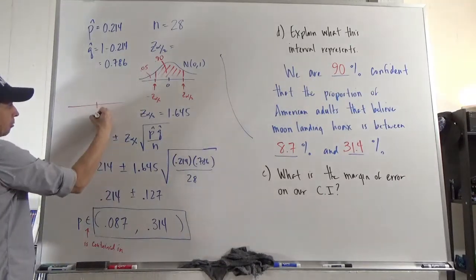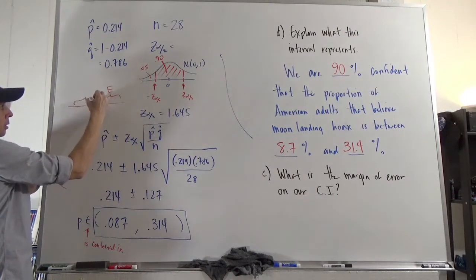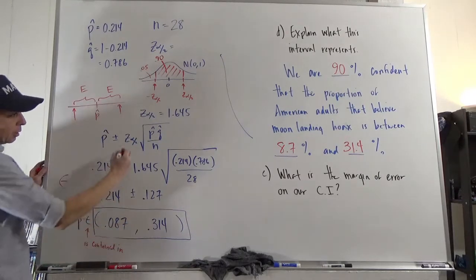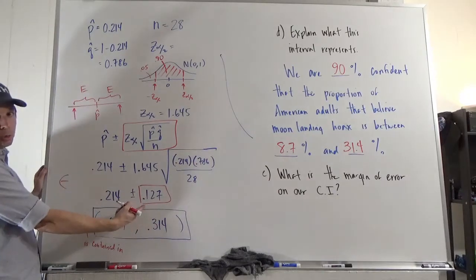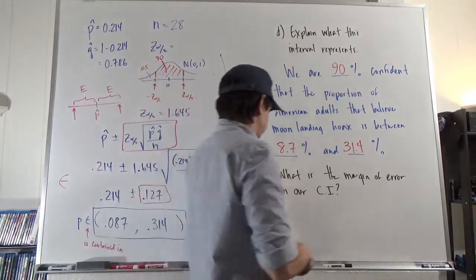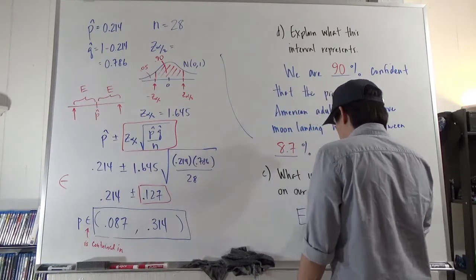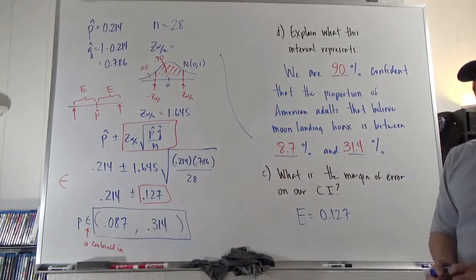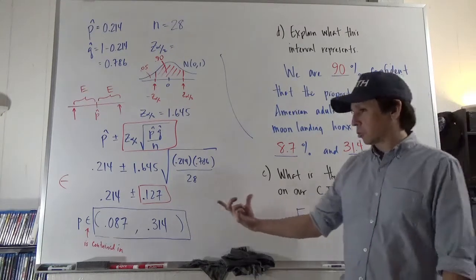You don't have to write this down, but I'll remind you of the picture I drew earlier: p hat, and then you add and subtract the margin of error, and you get your boundaries here and here. So this whole thing is our margin of error, and it came out to 0.127. So it's already on the board, we just have to know where to grab it from. I'll write the capital E to remind you of the symbol. You don't need to, you can just give me the answer, 0.127. And that means our margin of error is 12.7%. It's a very large margin of error, which is why our confidence interval is so wide.